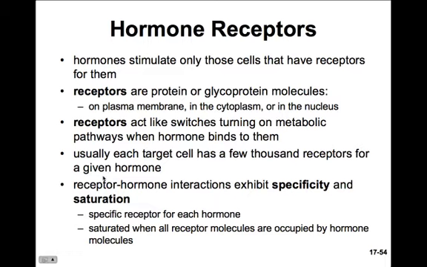Receptors act like switches. They turn on metabolic pathways once the hormone binds to them. Usually, each target cell has a few thousand receptors for a given hormone, and the receptor-hormone interactions exhibit very tight specificity. That is, there's a specific receptor for each hormone. These receptors become saturated when all of the thousands of receptor molecules are occupied by hormone molecules.